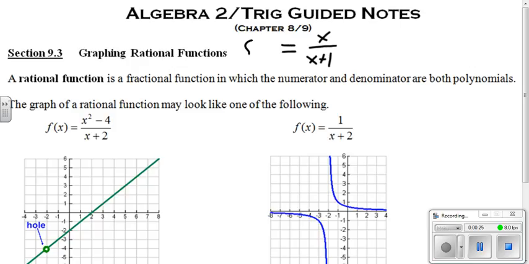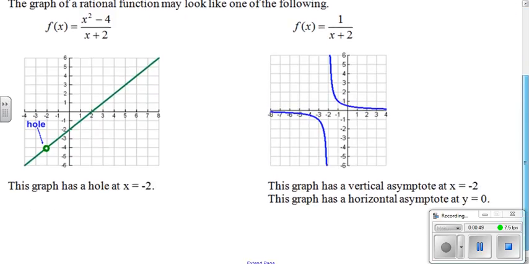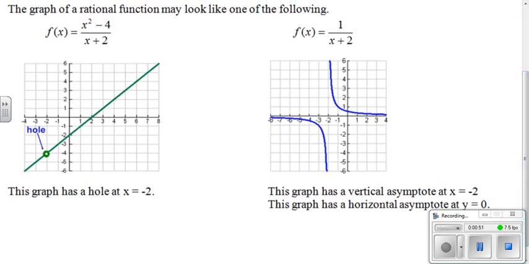If we were to say, though, f of x equals x over x plus 1, now there's an equal sign in there and it has become a function. So the difference is that the f of x equals portion turns it into a function versus just an expression. So again, a rational function is a fractional function in which the numerator and denominator are both polynomials, meaning both have a chance to have variables. Not all of them have a variable in both.